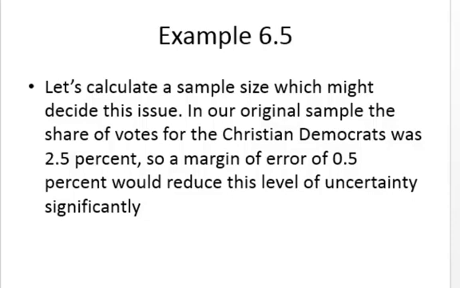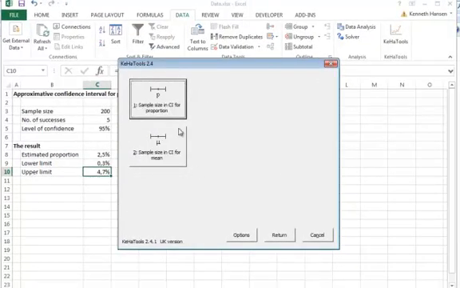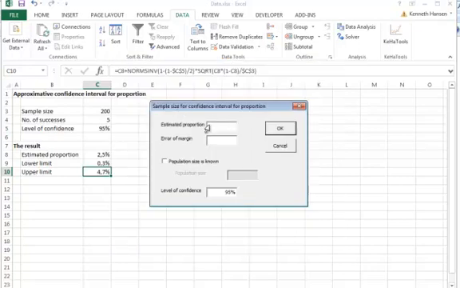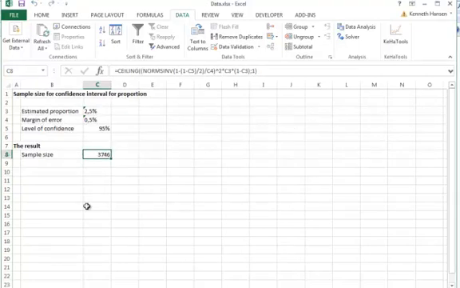Again, we need to figure out a sample size so we can decide this issue. So we go back to KeHaTools, confidence interval, sample size for proportion. The estimated proportion is around 2.5%, but we need a rather small margin of error, 0.5%, and we need a rather large sample size of 3,746 persons.